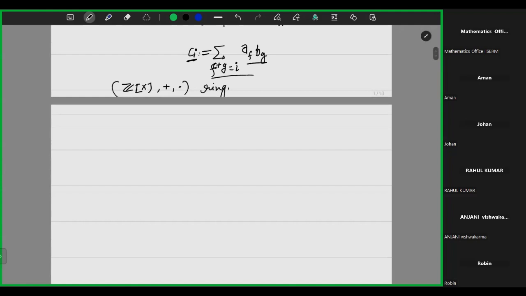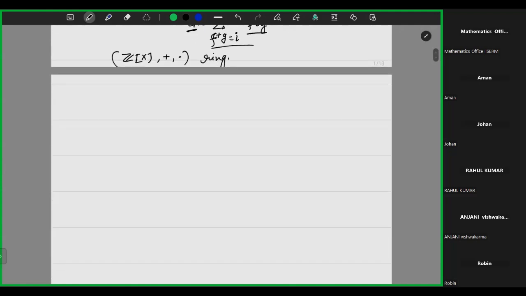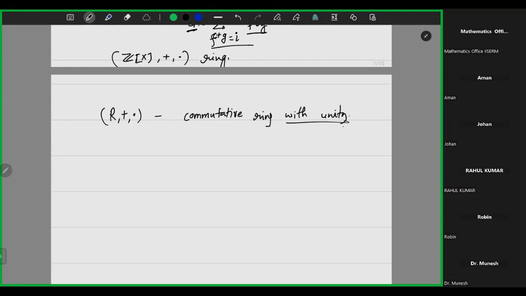Okay, so let's see what units and unit groups in a ring are. Let R, plus, dot be a commutative ring with unity. With unity means just that there exists 1 inside R such that 1 multiplied with any element of R gives that element, either from the left or from the right, for every r in R.